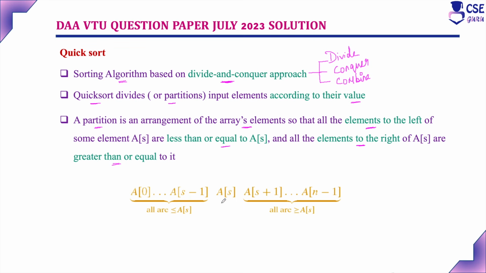So here A of S is nothing but the partition element. Whenever this partition happens, whatever the elements present in the left side array, that is A of 0 to A of S minus 1, all will be less than or equal to A of S. And whatever the elements present in the right side array, A of S plus 1 to A of N minus 1, all these elements are greater than or equal to this partition element. That is the partitioning strategy. So this is the concept of quick sort.